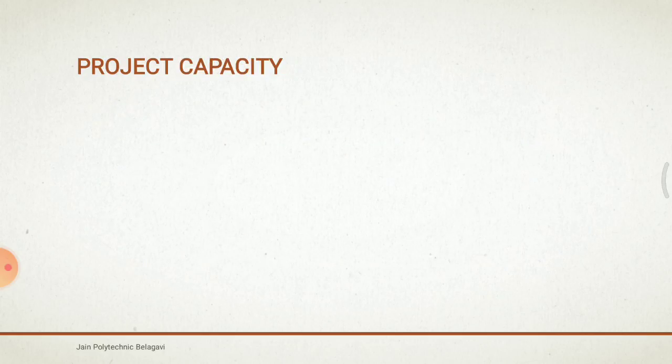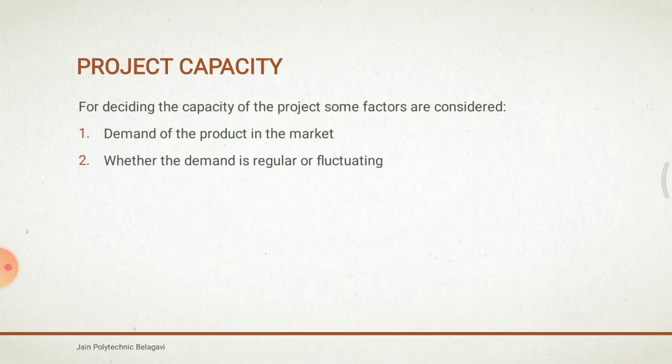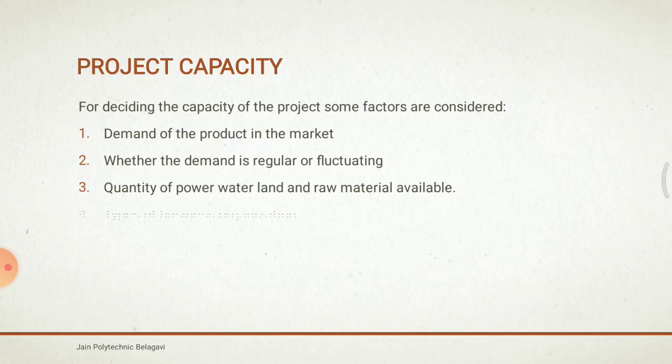Now, project capacity. After doing the market research and market survey, the capacity of the project must be decided, considering the amount of money which can be invested for the particular type of product, and how money can be arranged through partnership, banks, financing corporations, and shares. Some factors to consider: demand for the product in the market, whether the demand is regular or fluctuating, quantity of water, land and raw material available, type of business organization, nature of the product, and investment capacity.